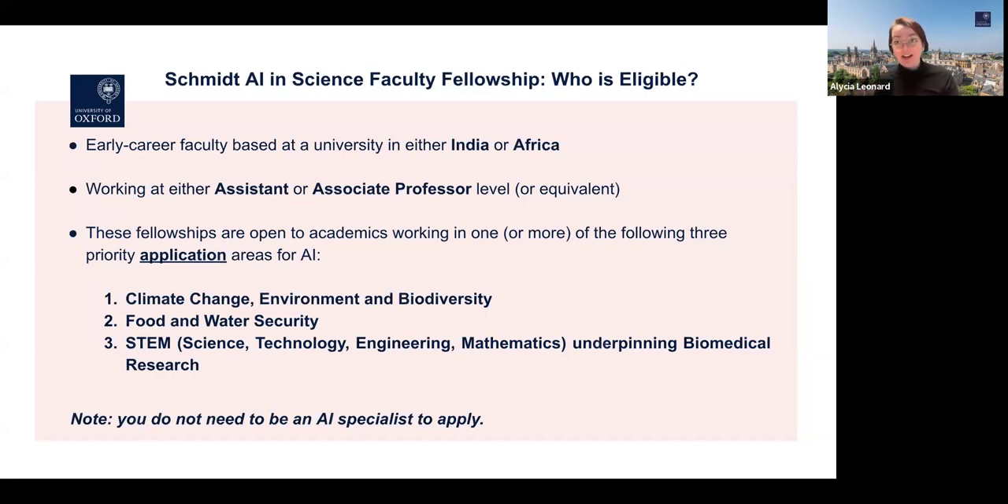And you do not need to be an AI specialist to apply. What we really care about is finding researchers who are subject matter specialists in the specific applied sciences, and encouraging and developing their skills for that AI application to advance that science.